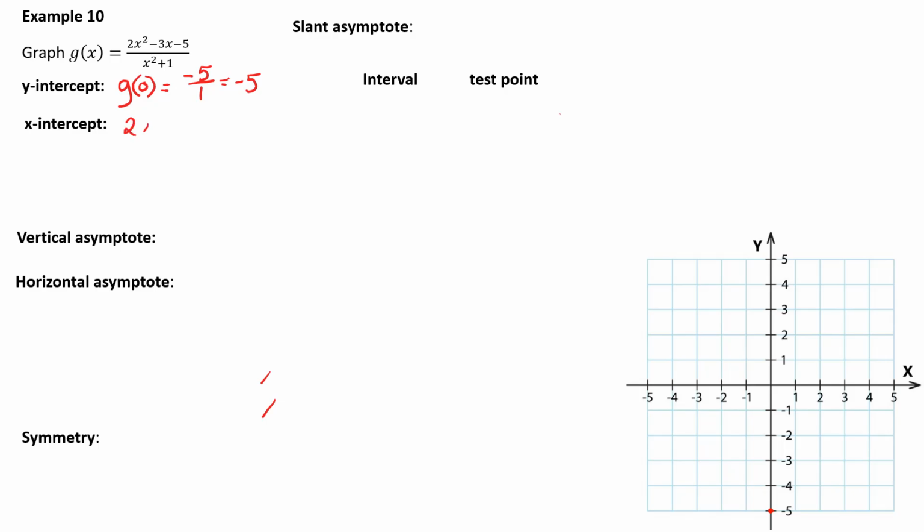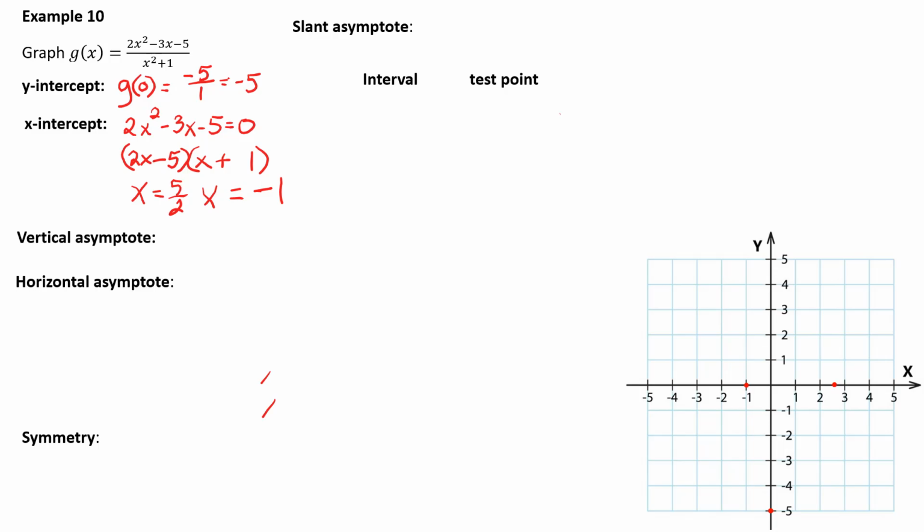Now we're going to get the x-intercept. We're setting the function equal to 0. And remember, the only way for this function to equal 0 is if the numerator equals 0, because the denominator can't equal 0 because that is not allowed. So we'll solve that quadratic. And it does factor, thankfully, and we get 2x minus 5 and x plus 1. So our x-intercepts are the zeros of the function, and that would be 5 halves and -1. So we will graph those 2 points.